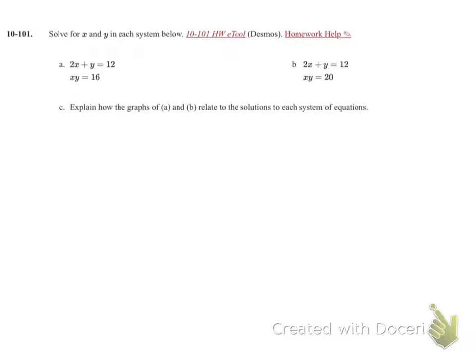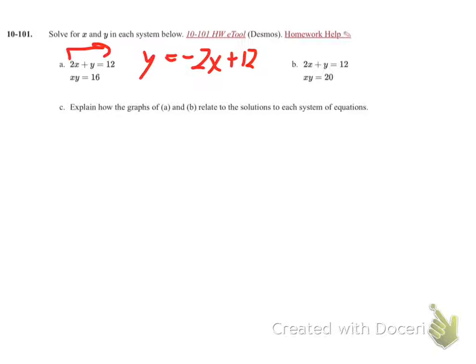Problem 101, we're taking a look at systems of equations. Both of these systems of equations, I'm going to use substitution to solve. So I'm going to take this top one right here, 2x plus y equals 12, and I'm just going to move the 2x to the other side. So it is y equals negative 2x plus 12.